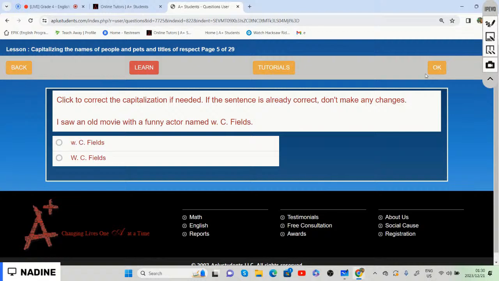And then I saw an old movie with a funny actor named W.C. Fields. So W.C. Fields, is it the first option or do we write it like the second option?